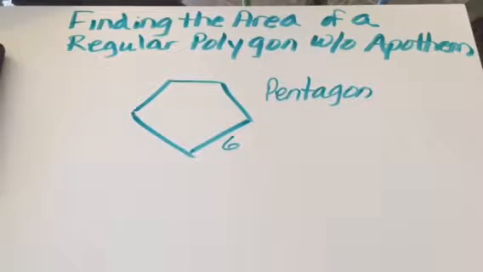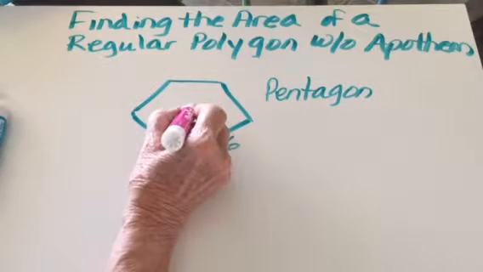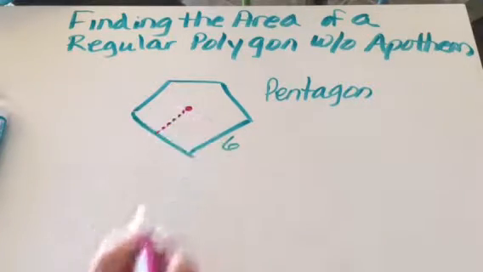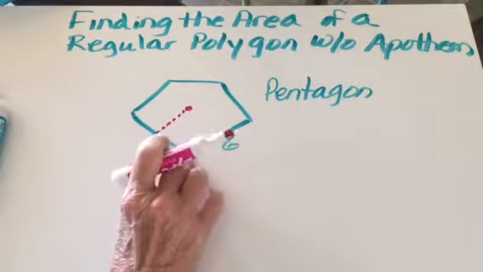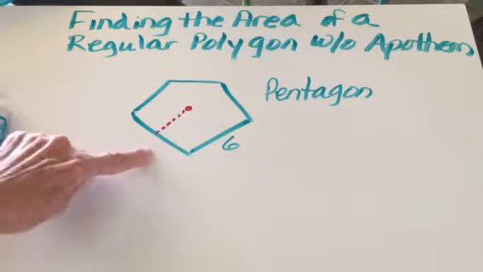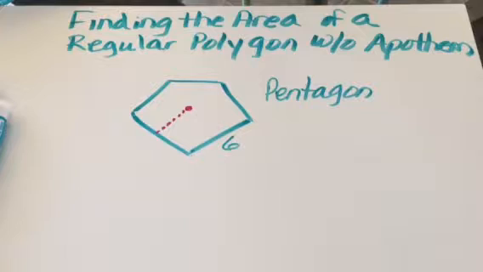In this video, I'm going to show you how to find the area of any regular polygon without using the apothem. Now, your book is going to talk to you about what an apothem is and how to use it to find area. I just think it's easier to do it this other way. An apothem is a line that comes out from the center of the shape and divides the side in half. So that's what it is.